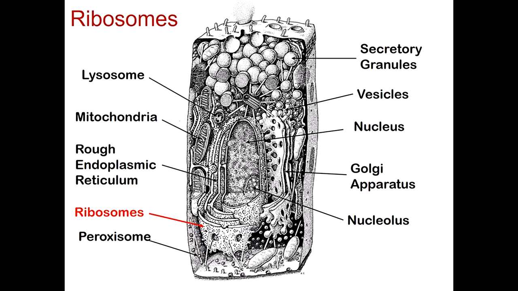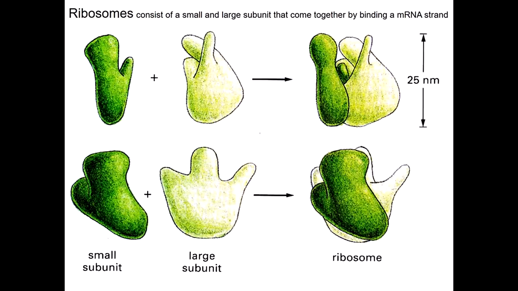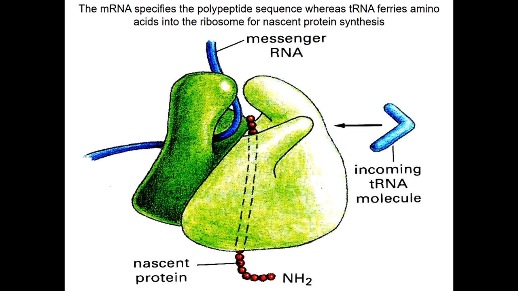Now let's move on to ribosomes. Ribosomes consist of a small and a large subunit, and they are responsible for binding messenger RNA and, during that process, allowing for translation of proteins. So this is how it works. Here's a small and large subunit of a ribosome, and then an mRNA comes along and fits in a groove between the two ribosomal subunits, and then a transfer RNA brings along a little red dot of an amino acid.